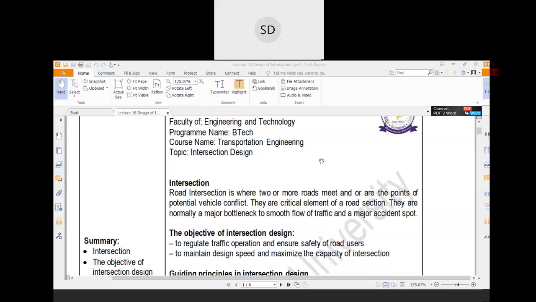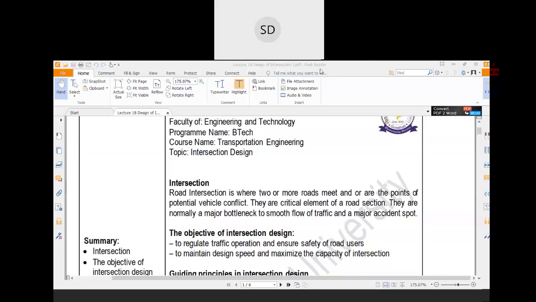Why? Because different roads intersect at a particular point, and vehicles are coming from different directions. They are a critical element of a road section because they enable road users to change their road path. They are normally a major bottleneck to the smooth flow of traffic and a major accident spot. Now, what is a bottleneck?